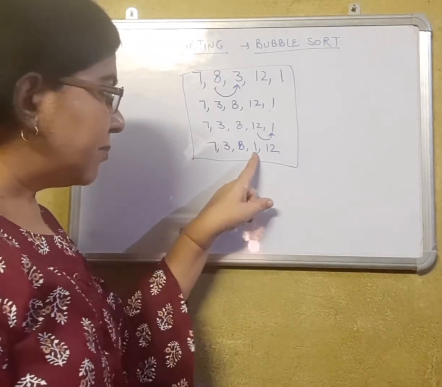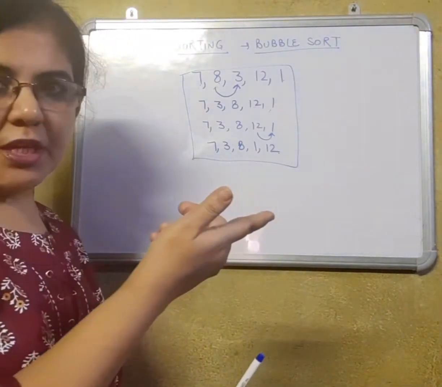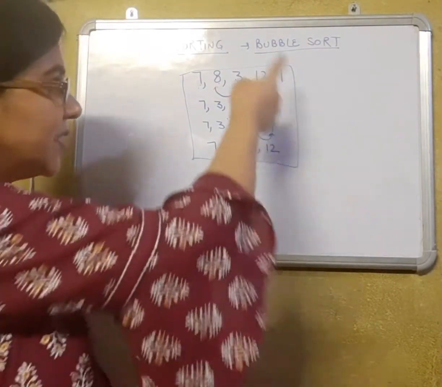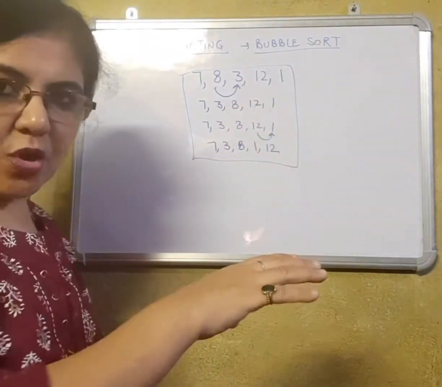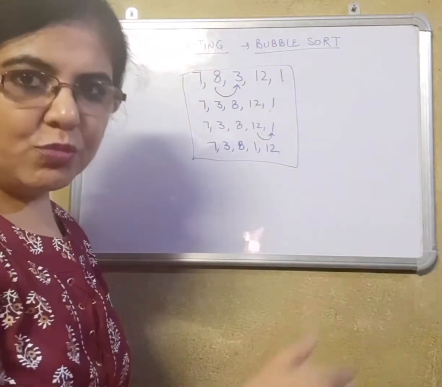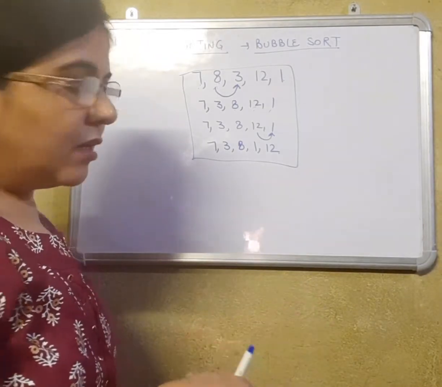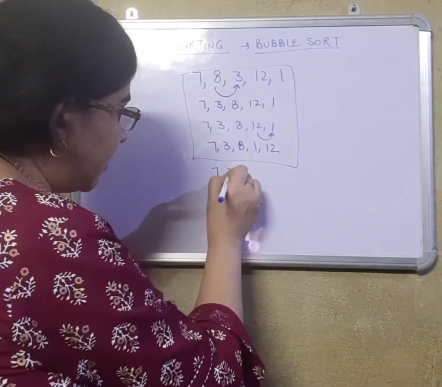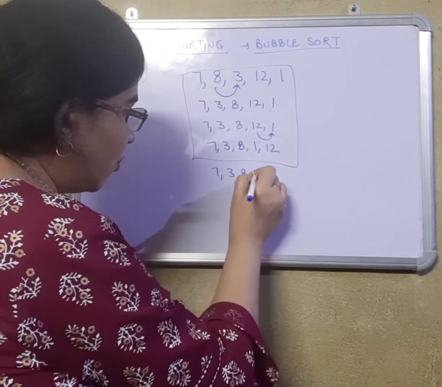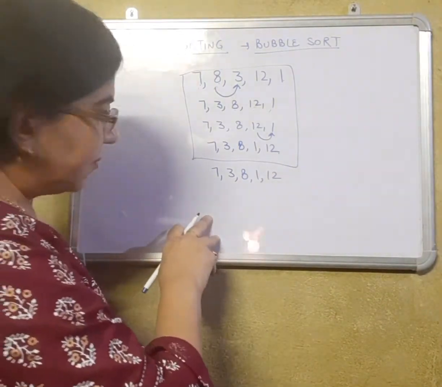Still 1 remains somewhere in between, so again the process will take place. This is just like a convection current, where one layer has been made hot, that is 12 has been moved towards the back, the bigger number. Only this thing has happened. Next time, what will happen? This arranged element 7, 3, 8, 1 and 12 will be arranged again. They will again be checked.